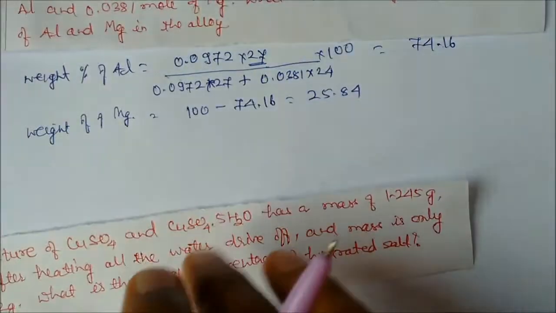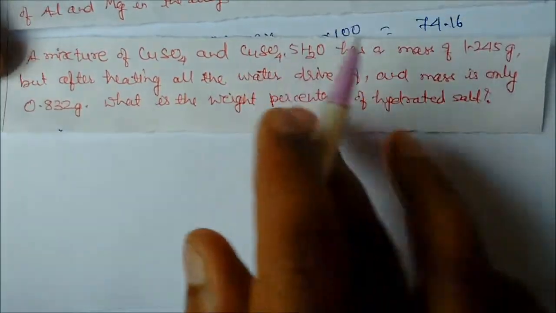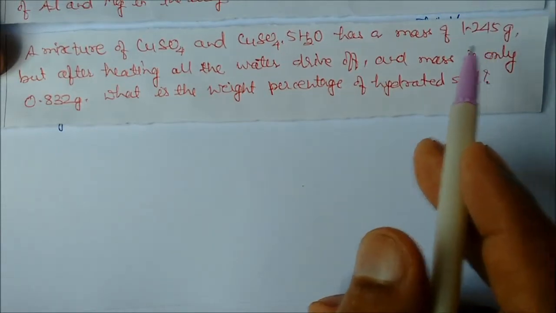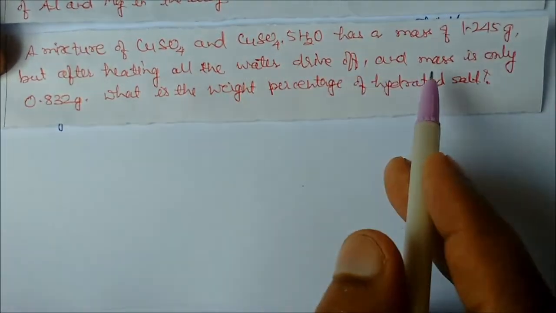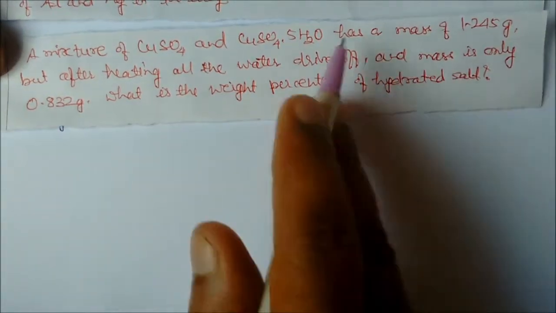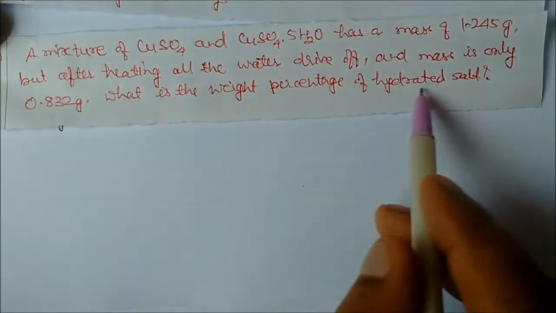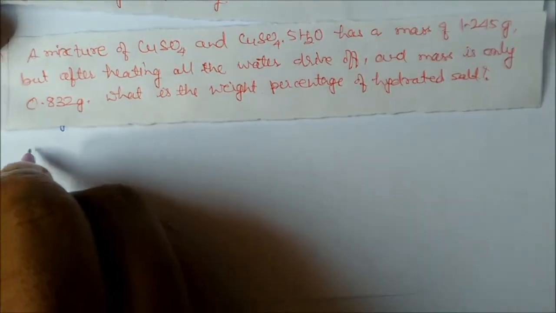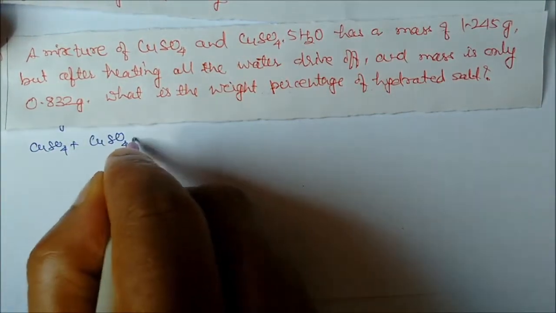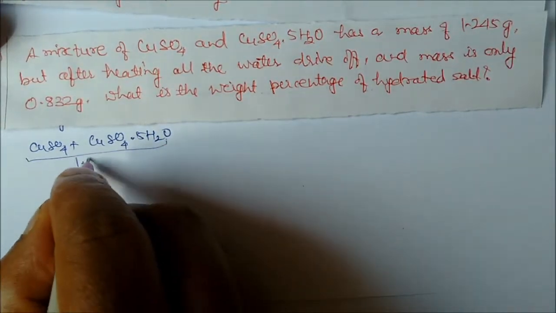Next we can see, suppose a mixture of copper sulfate and copper sulfate 5H2O has a mass of 1.245 grams. So after heating all the water dries off and mass is only 0.832 grams. So what is the weight percent of the hydrated salt? So here we have to find the weight percent of hydrated salt. So we have two compounds, one is copper sulfate and other is copper sulfate 5H2O. And their weight is given.